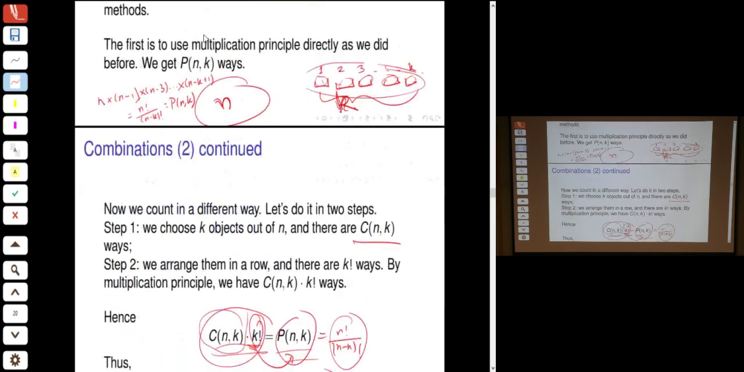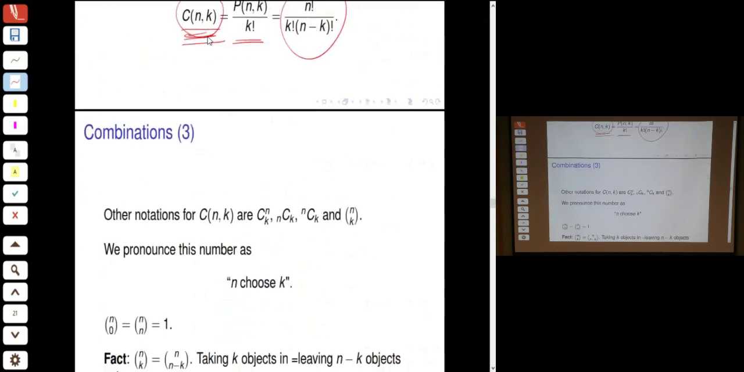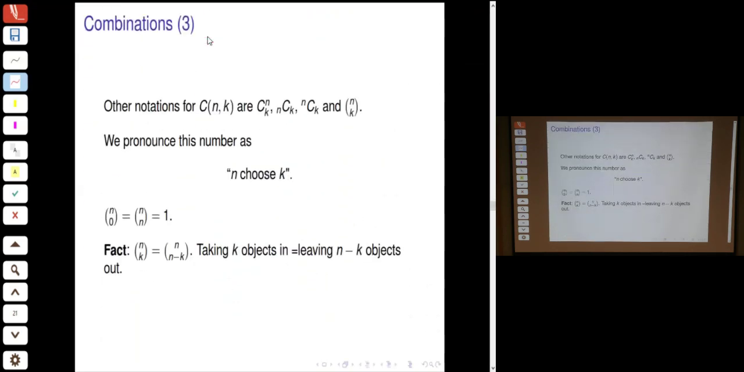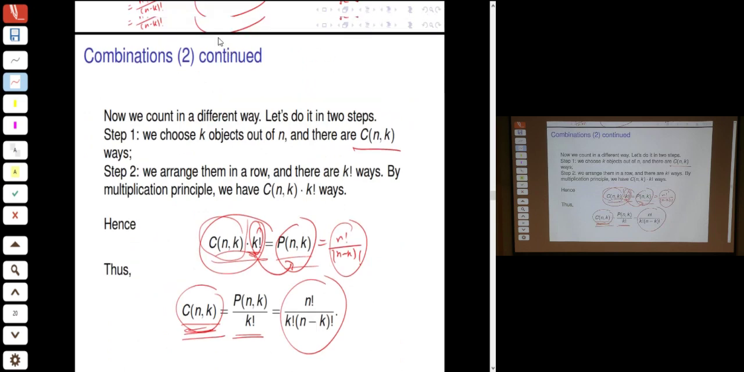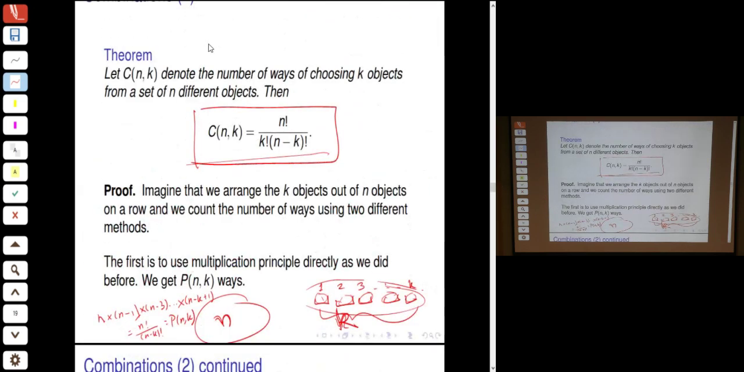And as again in counting problems, it is equally important to understand how we argue. So, all these arguments are very important, and not only the remembering of the formulas. Any questions about C(n,k) and its expression?